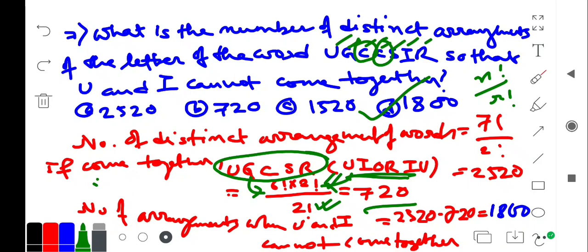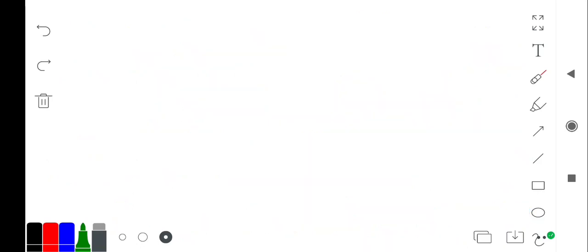Okay, so first we have to find out the total arrangements, then we have to find out the arrangements when you and I come to each other. Okay, then we have to find out when you and I do not come to each other, that is equal to total arrangement minus when they come to each other, this possibility. Okay, and when we subtract it, the value corresponds to the arrangement where you and I do not come to each other. Okay, so after this, probability, there must be lots of types of questions.